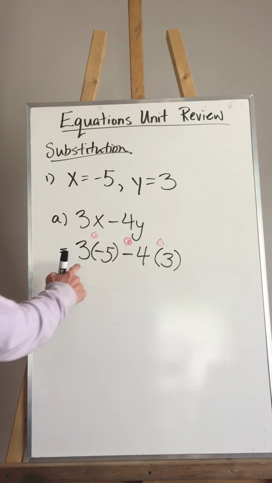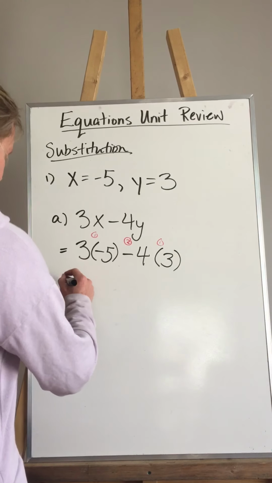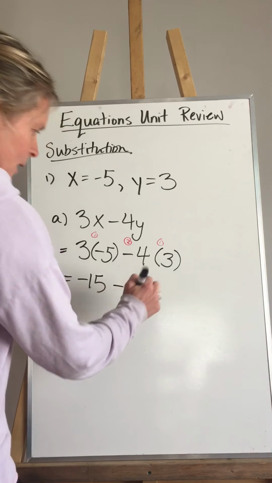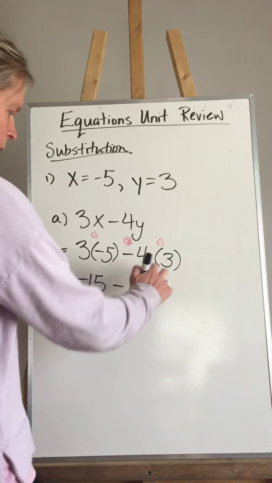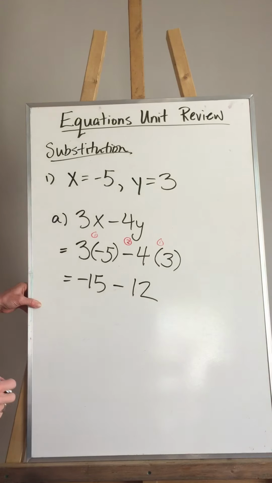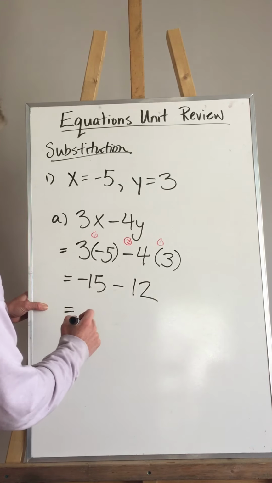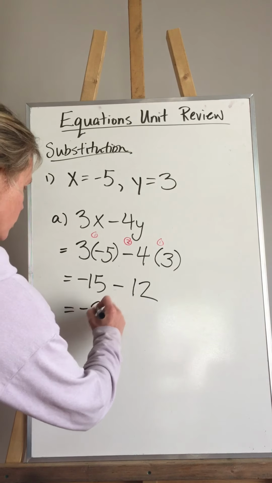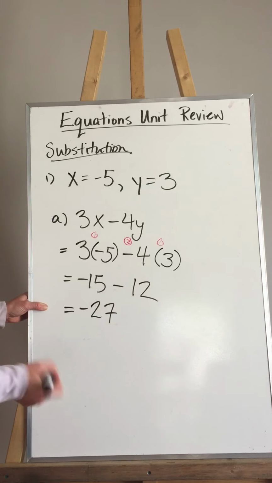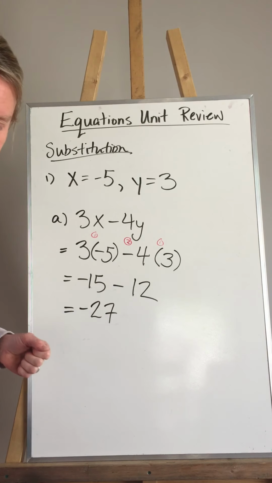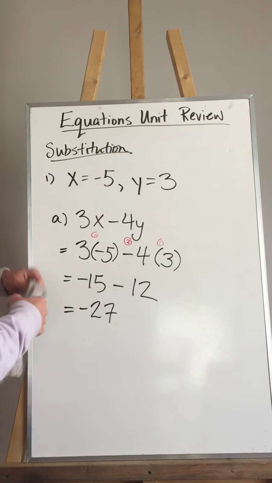Okay, so 3 times -5, that's -15. Minus 4 times 3 is 12. Okay, so now I can do that, and that should be -27. Okay, so that's it. That's what you would get for a substitution question like this.